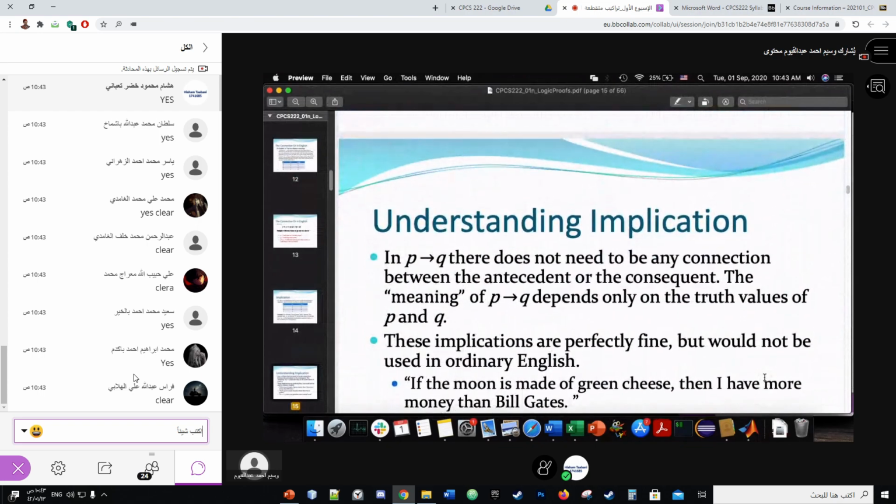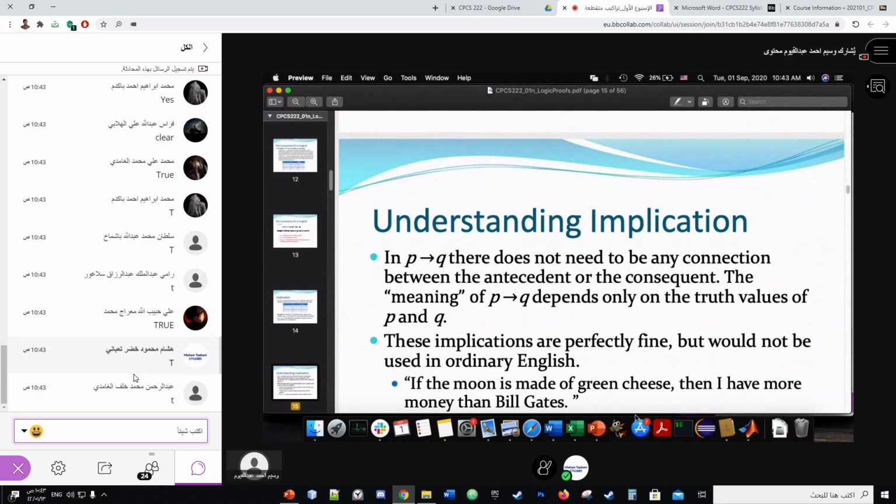Okay, so we have another example here. Don't worry about any connection between the antecedent, that is the P, and the consequent Q. Don't look at the English meaning. So let's look at this. If the moon is made up of green cheese, then I have more money than Bill Gates. Is that statement true or false? P is the moon is made up of green cheese, and Q is I have more money than Bill Gates. So what do you think?